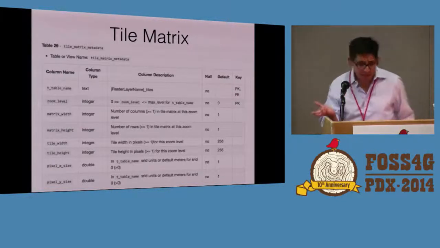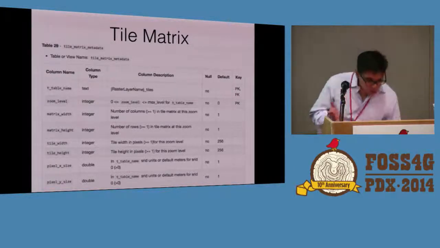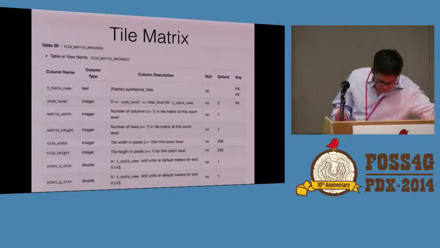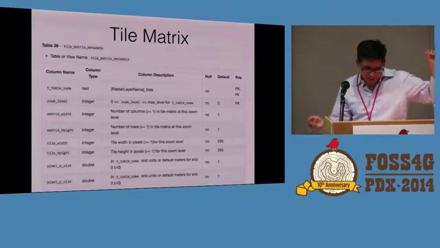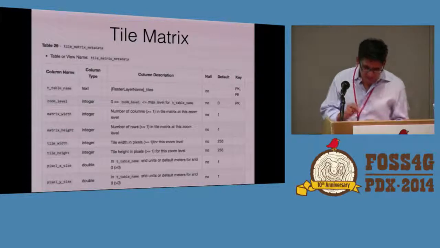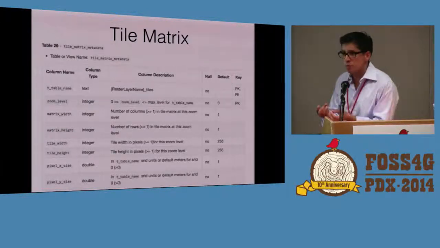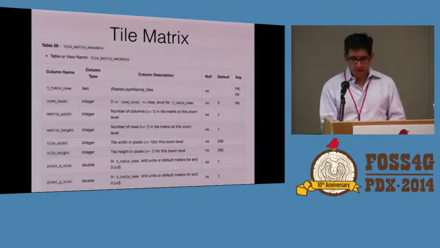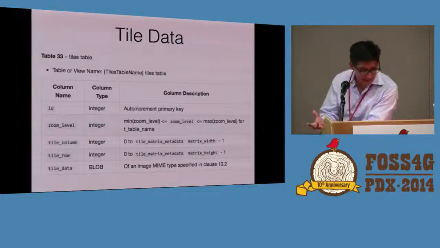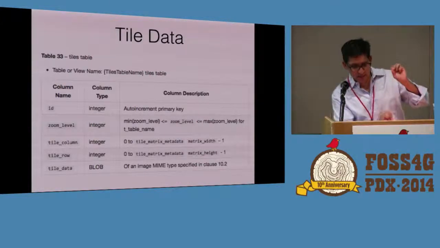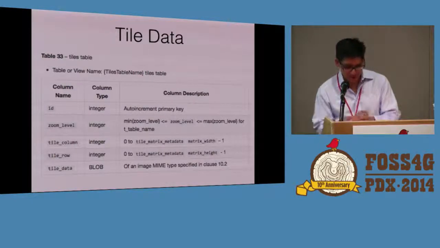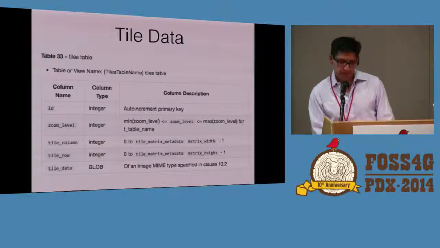This is how a tile matrix looks. You have all the information, for example, the zoom level, the matrix width, the matrix height, the tile width in pixels, the tile height, and the units of those pixels in the tiles. That's the description of the tile matrix. Then you have the description of the tile data, which gives the zoom level, the tile column, the tile row, and the tile data, which is this blob that I was talking about.